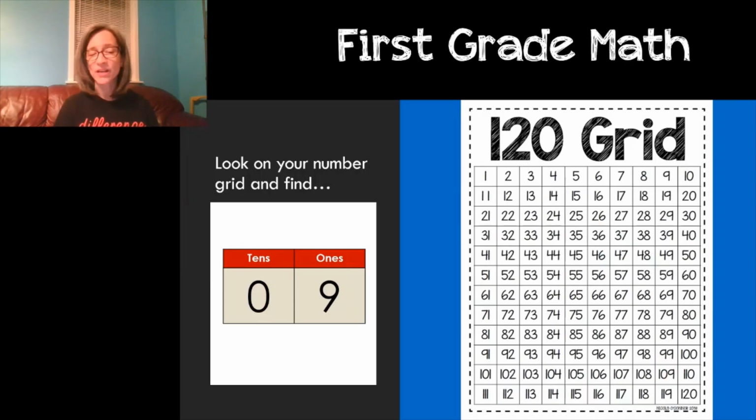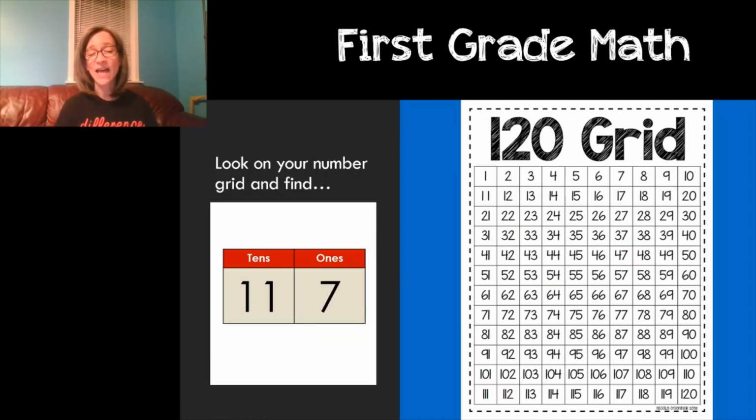Look on your number grid and find 0 tens, 9 ones. What number has 0 tens, 9 ones? If a number has no tens, then it's going to be a 1-digit number and it can be found on the top row. Having no tens and 9 ones is the same as having 9 ones. It's the same as 9.